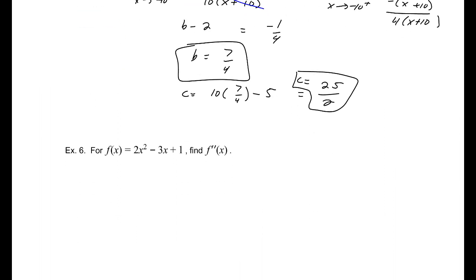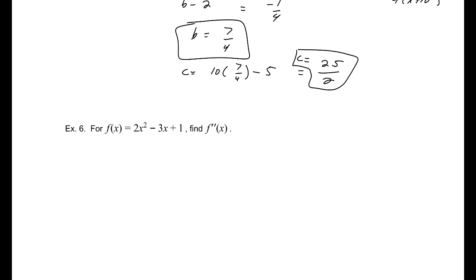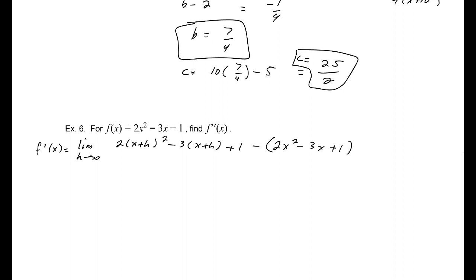All right, let's next look at example 6. We are trying to find f double prime. We're finding the second derivative, which means we take the derivative and then we take it again. So f prime of x is the limit as h approaches 0 of f of x plus h, so 2 times x plus h squared minus 3 times x plus h plus 1, minus f of x, 2x squared minus 3x plus 1, divided by h.